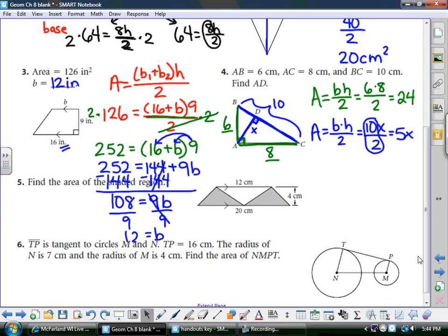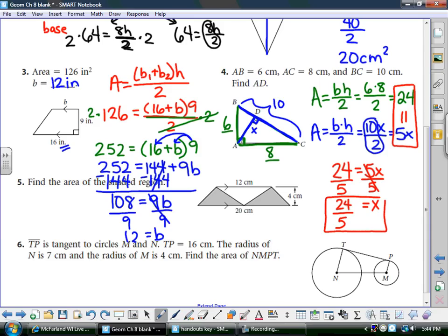Since that was two different ways of finding the area of the exact same triangle, those two things should be equal to each other. So I can write an equation that says 24 equals 5x. And now I'll be able to solve it for x and figure out the length of AD. The length of AD is not a very nice number. You can leave it as a fraction, 24 over 5, or you can change it to a decimal, and that decimal would be 4.8. The units in this problem are centimeters.